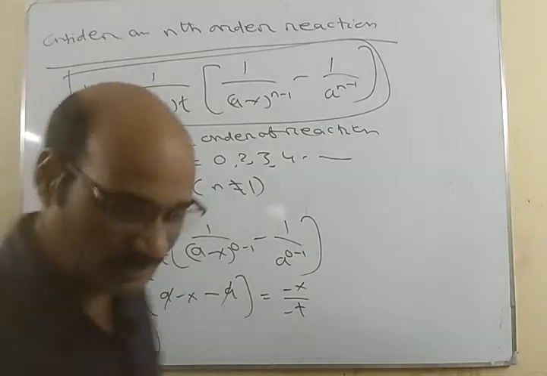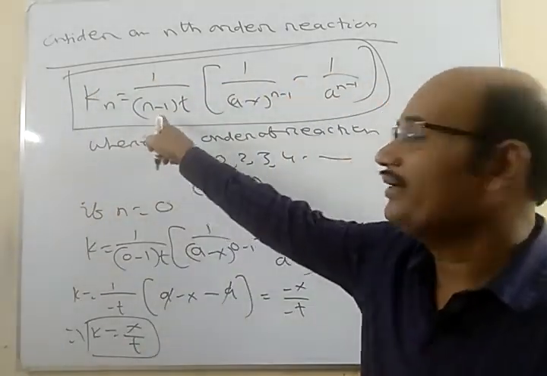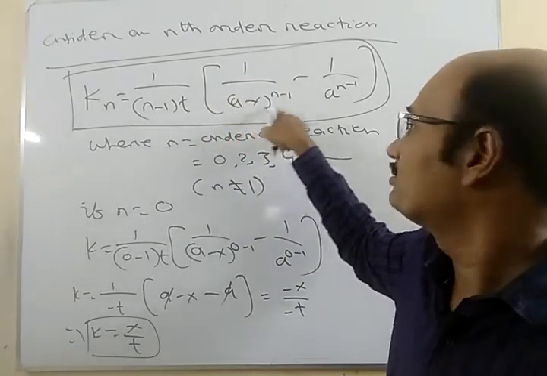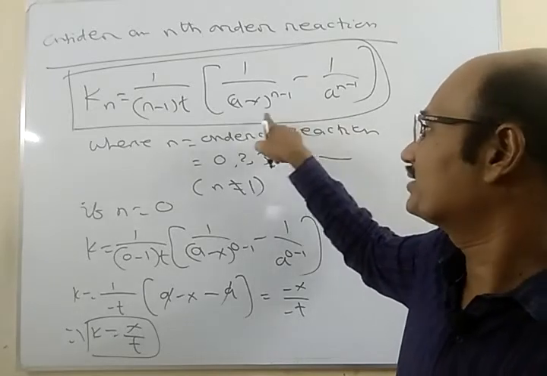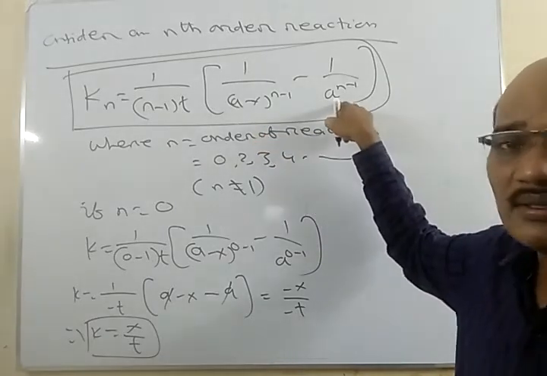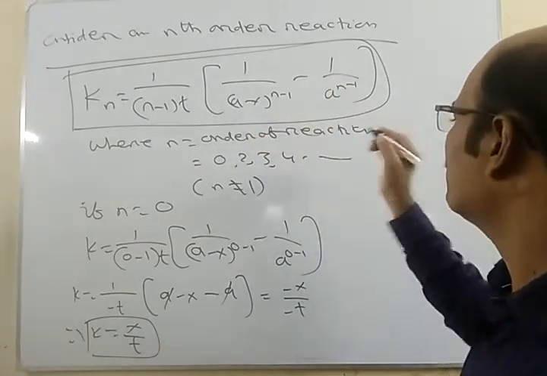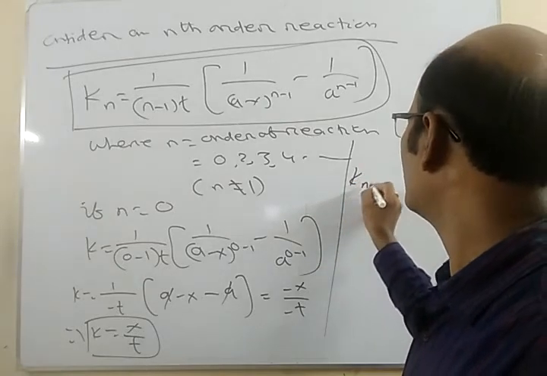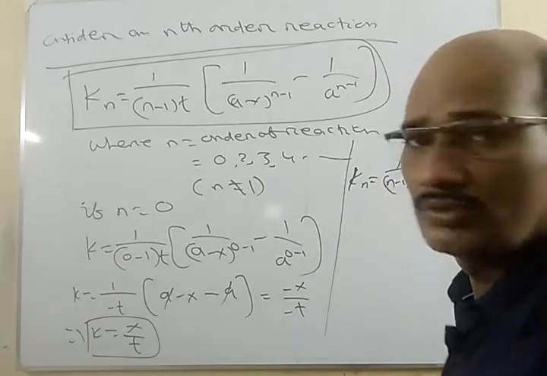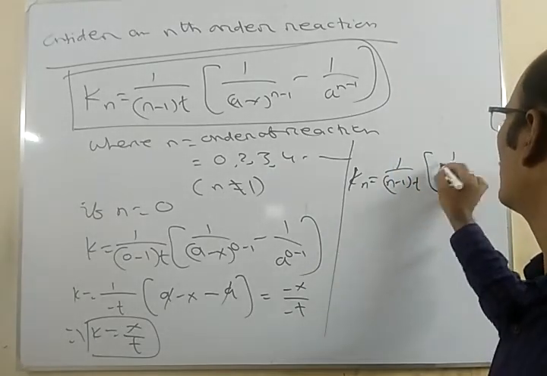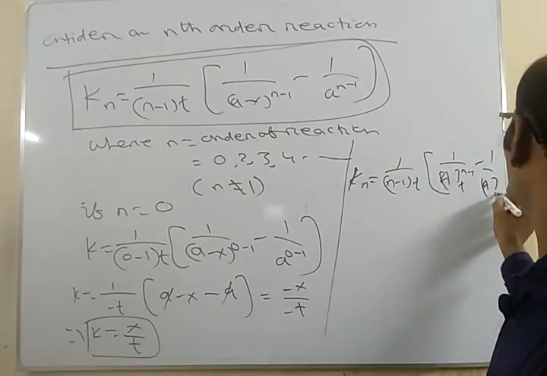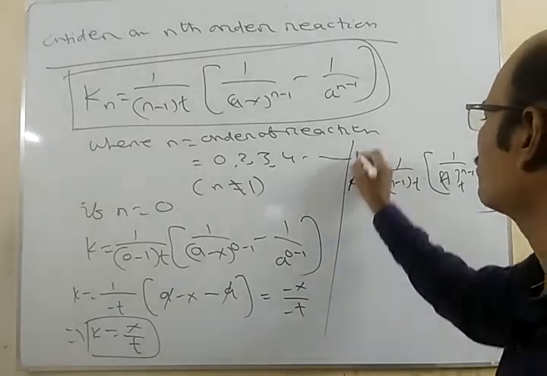So simply you can remember the formula k equals 1 by n minus 1 into t into 1 by a minus x power n minus 1 minus 1 by a power n minus 1. Remember x is the amount of the reactant consumed in time t and a is the initial concentration. Or also I can write simply here k n is equal to 1 by n minus 1 into t into 1 by a at t power n minus 1 minus 1 by a at 0 power n minus 1. This also I can write.